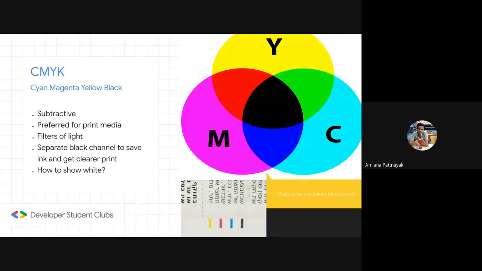Okay, perfect. So cyan, magenta, yellow, black. The first point that I mentioned is it's subtractive. We'll get to that at the end of this section. Cyan, magenta, yellow, black is preferred only for print media because it has multiple limitations. The number of colors that you can represent using CMYK is a bit less than RGB.